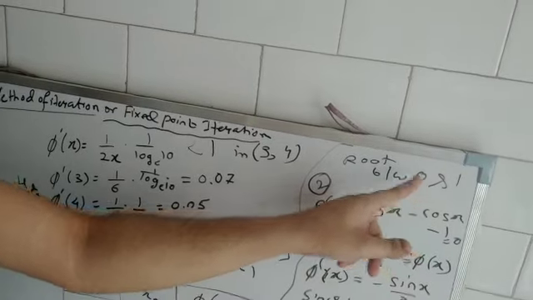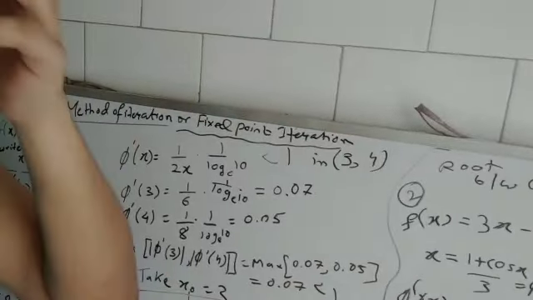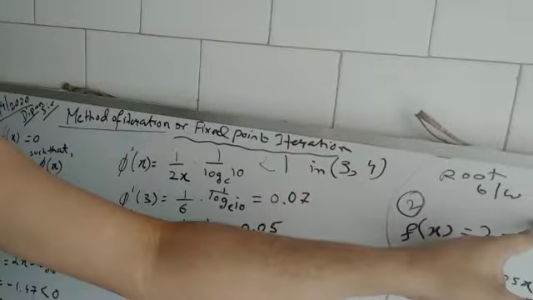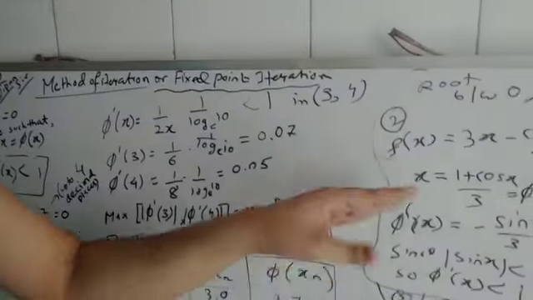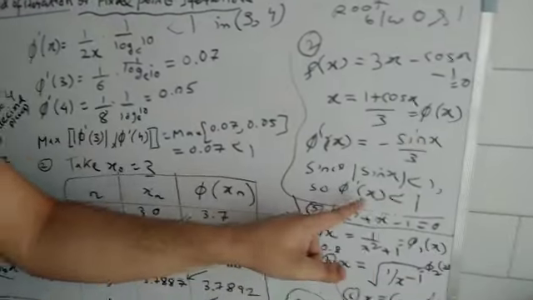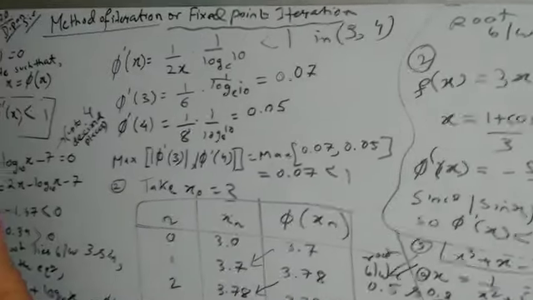In this case, if you solve, you will get this. That means your root will lie between 0 and 1. If you follow the same process, you will see the root will be between 0 and 1, and you can apply this method since phi dash x is less than 1. And you can proceed in the same way.